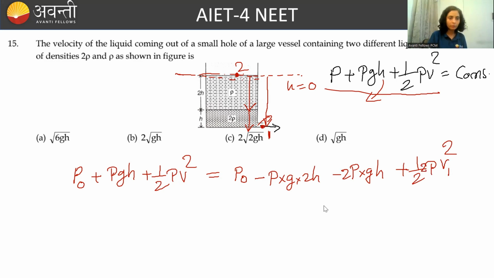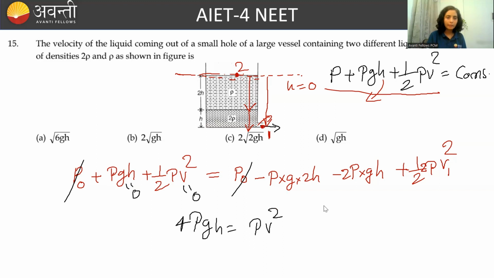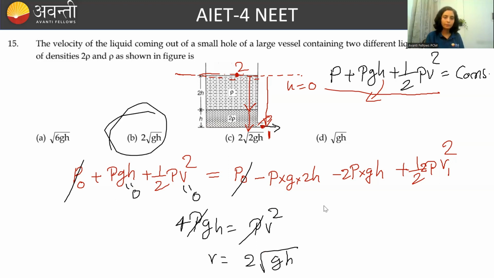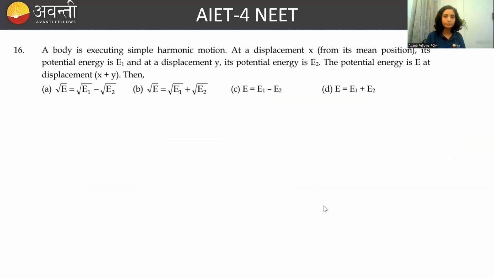If you solve it, what answer are we going to get? P naught will get cancelled. Here h is equal to 0. Also v is equal to 0. So 4 rho gh will be equal to rho v square. Here rho will get cancelled and velocity will become equal to 2 root under gh. So the correct answer will be this. Now let's move on to the next question.